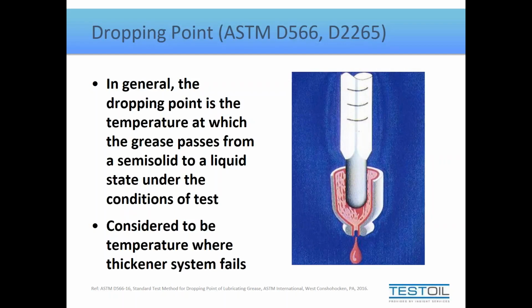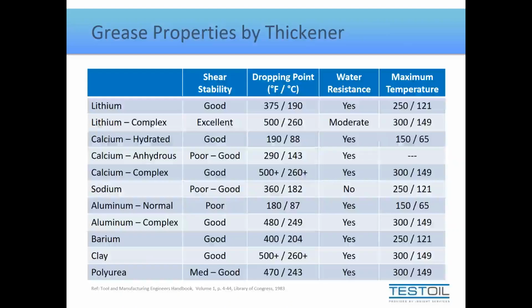But I just want to stress, like I said, that this is the test most affected by the complexing agent, or by a complex grease. So taking a quick peek at this chart, what I'm hoping will stand out is that any of the greases that are listed as being a complex will have the highest dropping points compared to any of the other variants of the same soap-based greases.